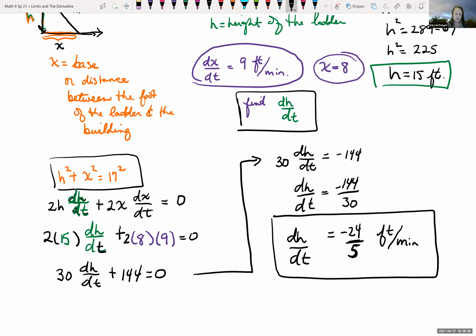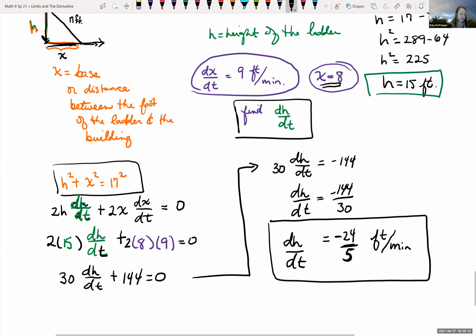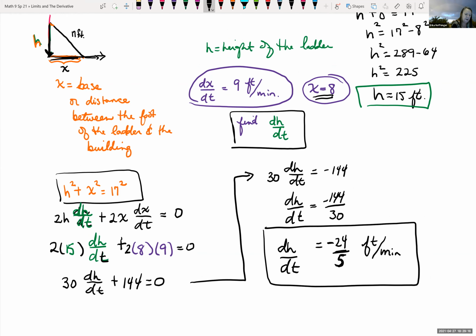That's how fast it's falling at exactly when our base is 8 feet away from the base of the building. This negative 24, that's telling us it's decreasing, right? The rate.